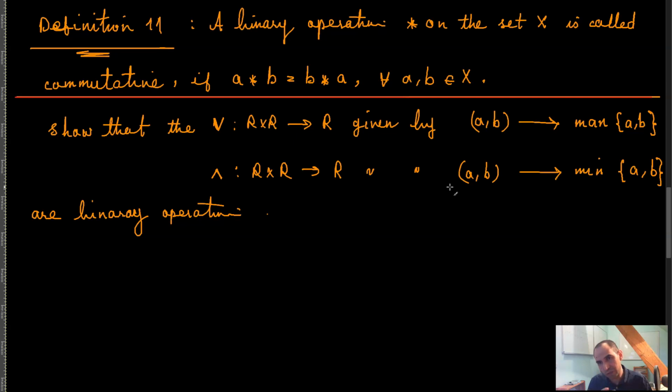So whether you take your ordered pair as (2, 3) or (3, 2), in all cases you're going to get the same output, which means that basically the binary operation is commutative, right?